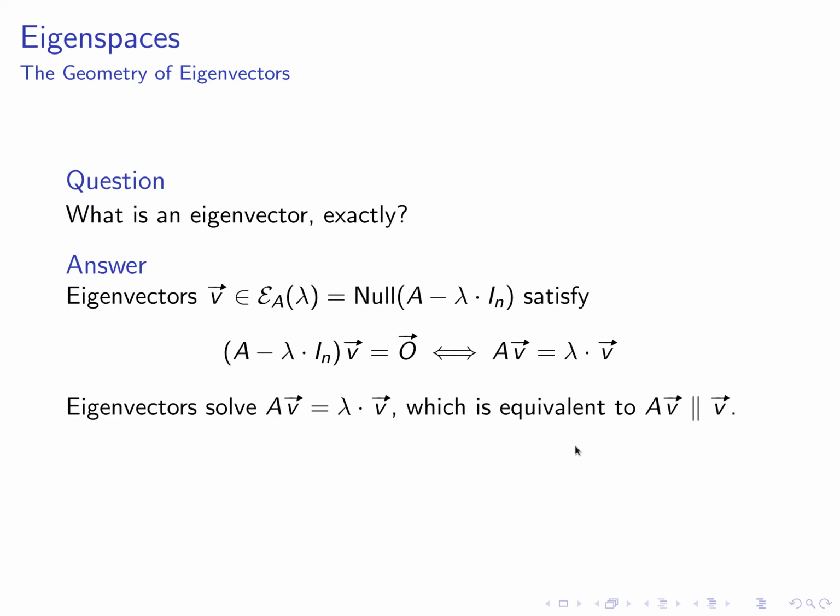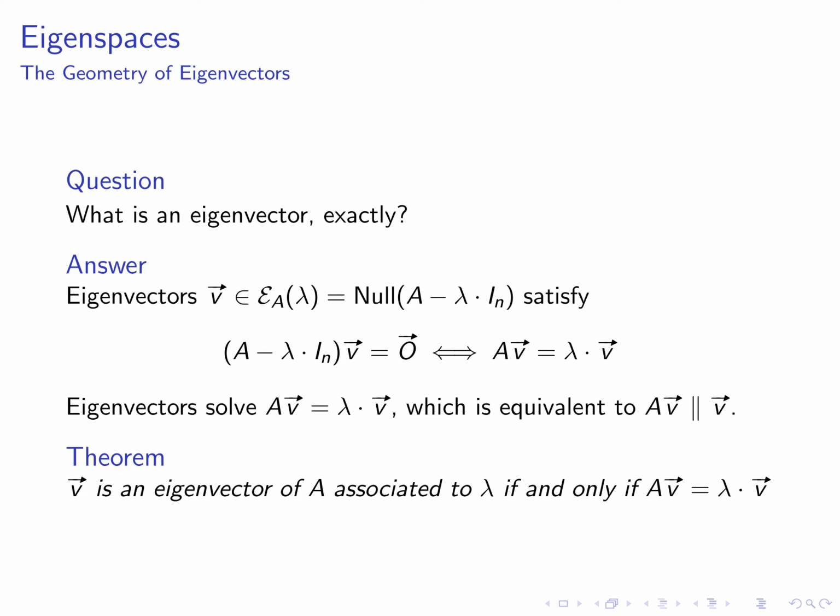Now, this is geometrically relevant, as we've pointed out before, because this is the same thing as saying that the output of multiplying A by the eigenvector is parallel to the input, or that vector. So let's state this as a theorem. V is an eigenvector of A associated to lambda if and only if A times V equals lambda times V.